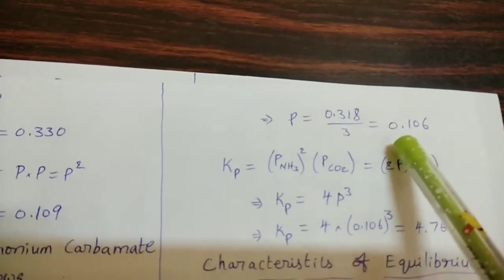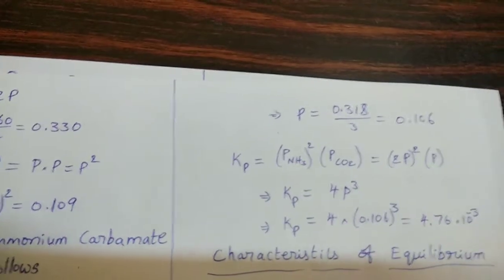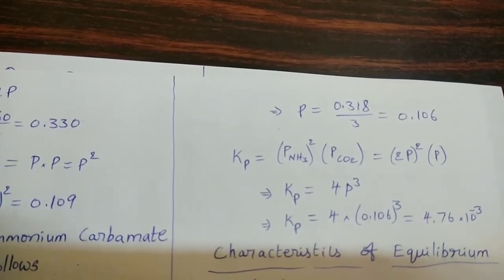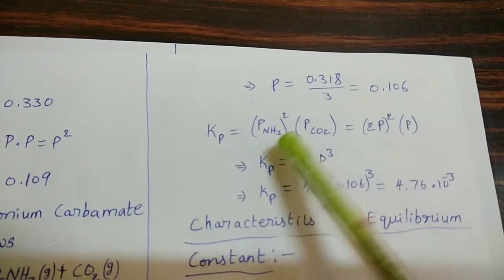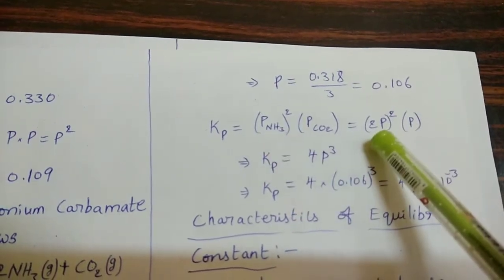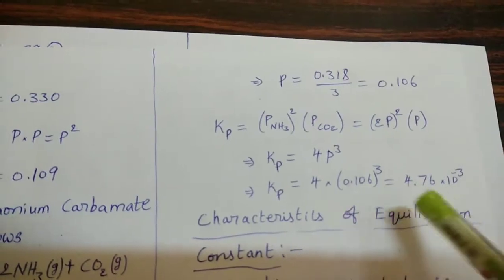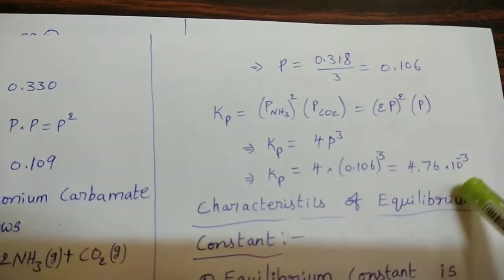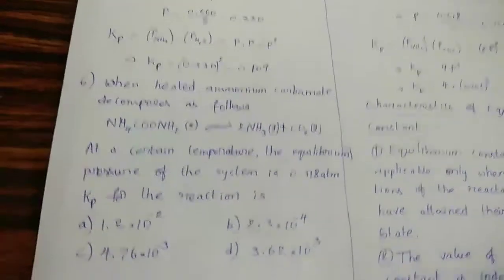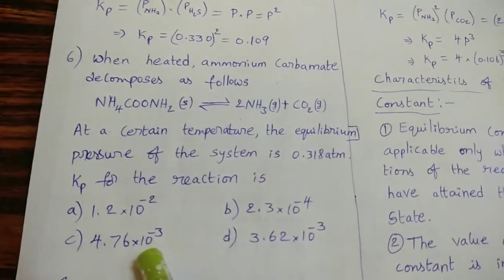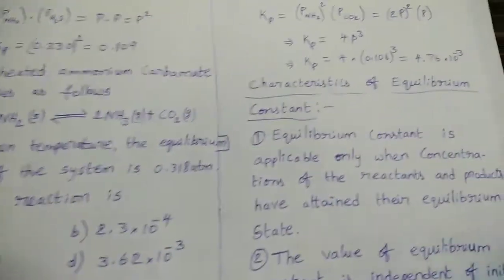P value is this one. Kp equal to partial pressure of NH3 whole square divided by partial pressure of CO2. Substitute these, that means partial pressure of ammonia 2P whole square into P, that equal to 4P cube. P value this one, substitute here, we can get this one, Kp equal to this. Okay, so what is the option? Option C is the answer for this. Practice these numericals well, you can do well in exams.